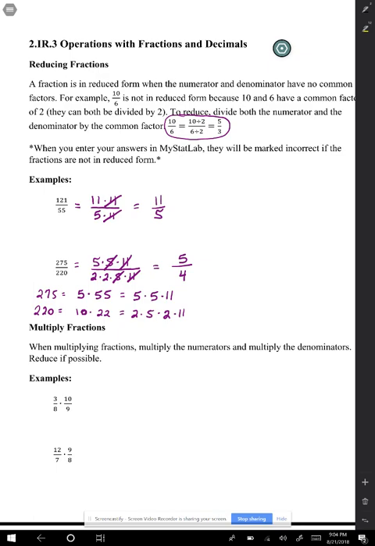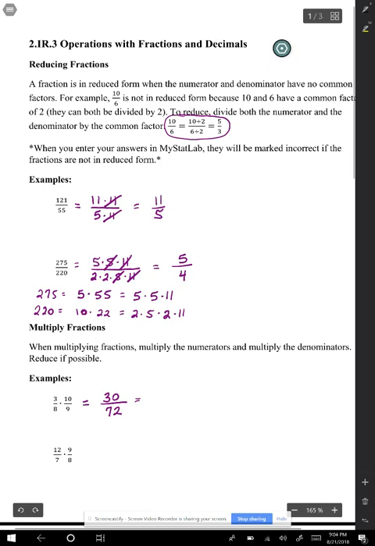The next type of thing you have to do with fractions is to be able to multiply them. And the rule when multiplying fractions is you multiply straight across. So you multiply the numerator by the numerator, denominator by denominator, and then we reduce if we can. So in this first example, 3 times 10 is 30, and 8 times 9 is 72. And then we're going to reduce just like we did above.